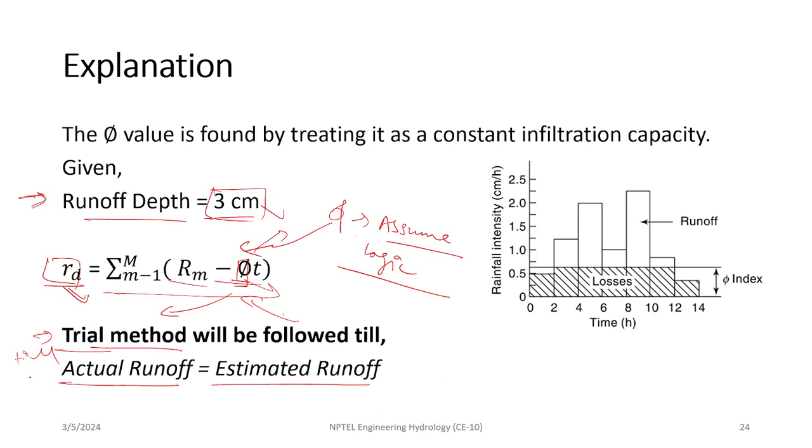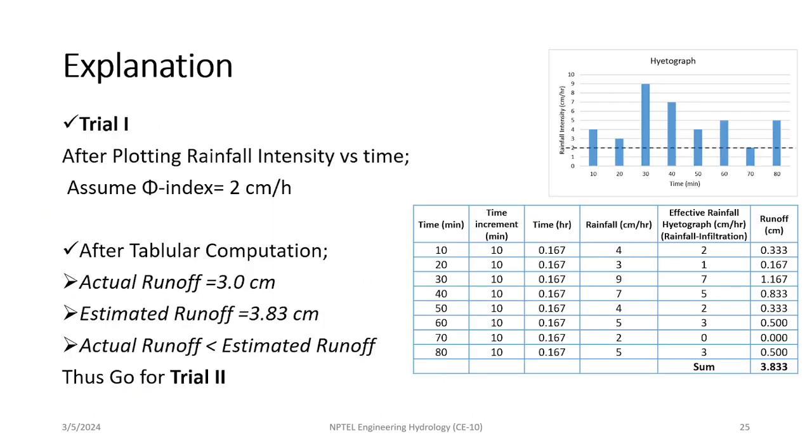Now we will be computing actual runoff at every assumed phi index value. From this picture you can see how the phi index value will be considered. But this is not our graph. I will be showing you how our hydrograph will look in the next picture. So this is the picture that has been drawn from that table.